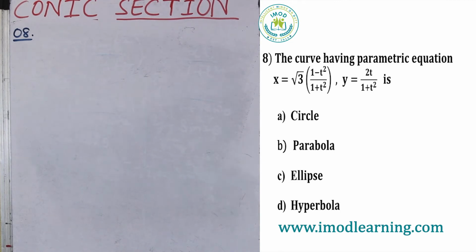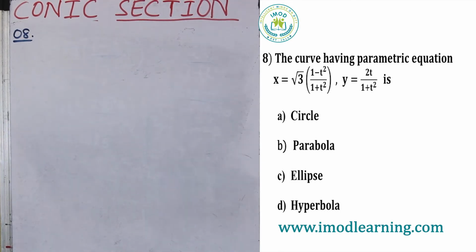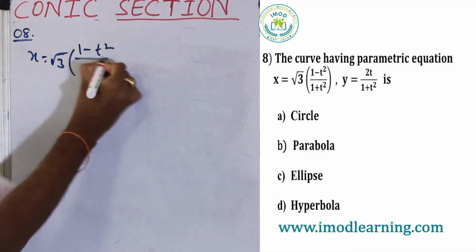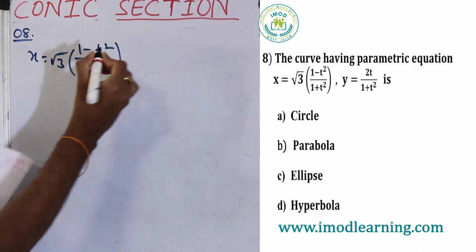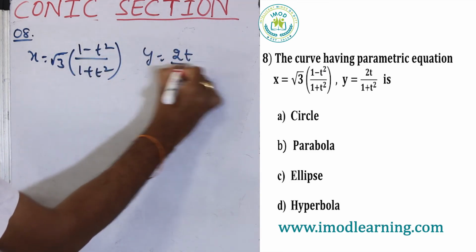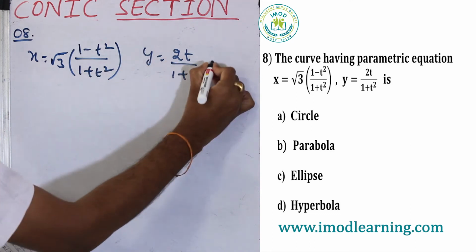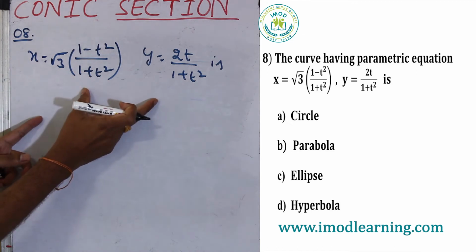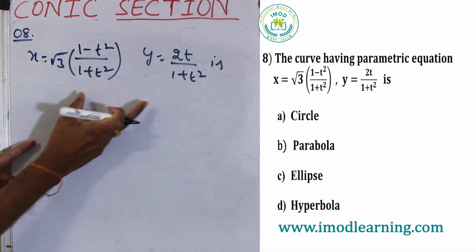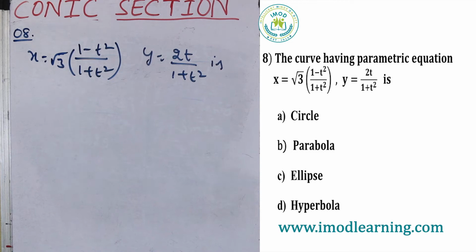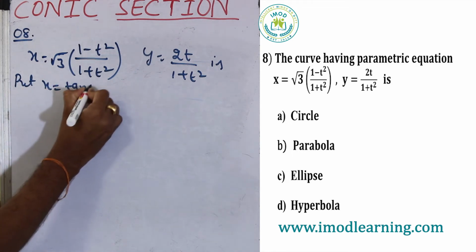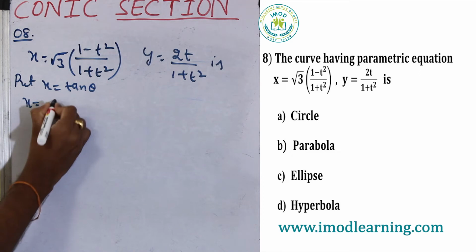Question number 8. The curve having the parametric equation x equal to root 3 times 1 minus t square divided by 1 plus t square, and y is equal to 2t divided by 1 plus t square, you need to find out which conic exists. For the given parametric equation, you need to find out whether it is a parabola, hyperbola, ellipse or circle. So first put x equal to tan theta.